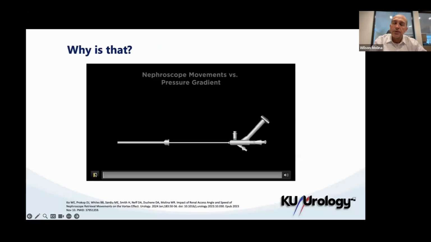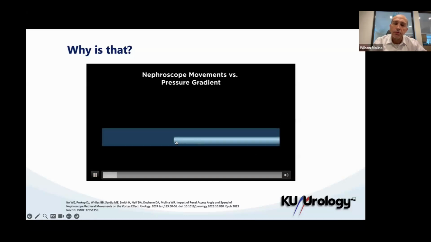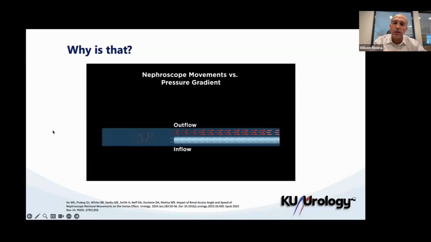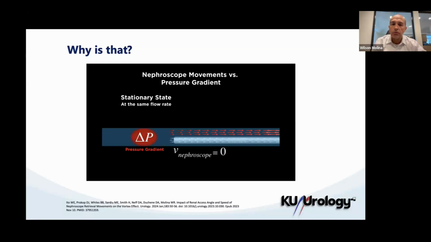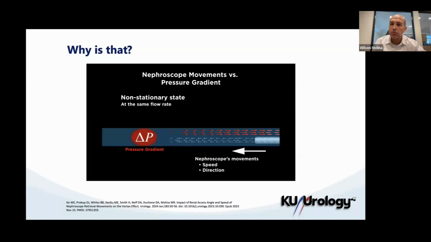So why that happens is, if you think about it, the inflow goes this way, towards the kidney, and then you're retrieving your nephroscope backwards, right? So if you think about the relative velocity or relative speed of the flow, once you retrieve your nephroscope, you are decreasing the speed of the flow relatively, because you're removing the nephroscope the other way around.